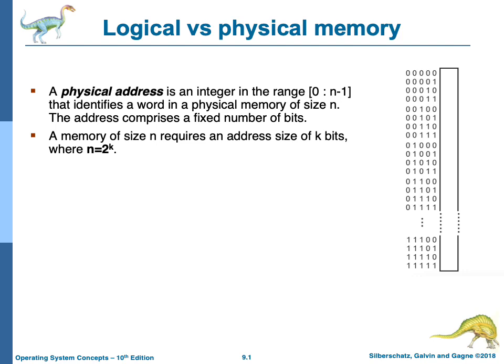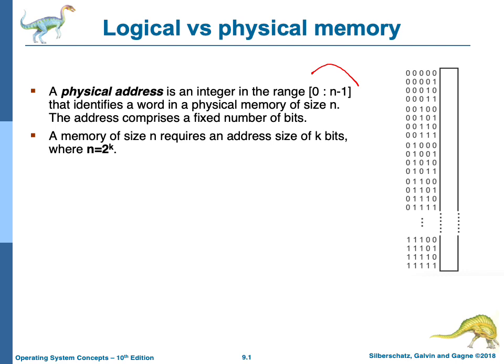So a computer's physical memory is a hardware structure that consists of a linear sequence of words that hold a program while it's executing. A word is a fixed size unit of data. And so the physical address will then be an integer in the range 0 to n-1 that locates a word in a physical memory of size n. And so the address itself consists of a fixed number of bits.